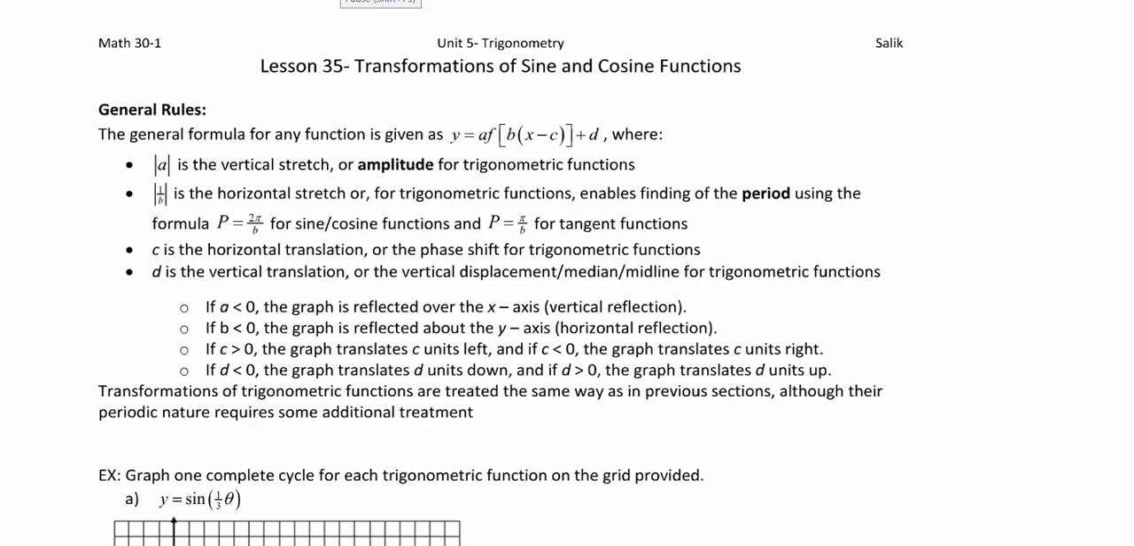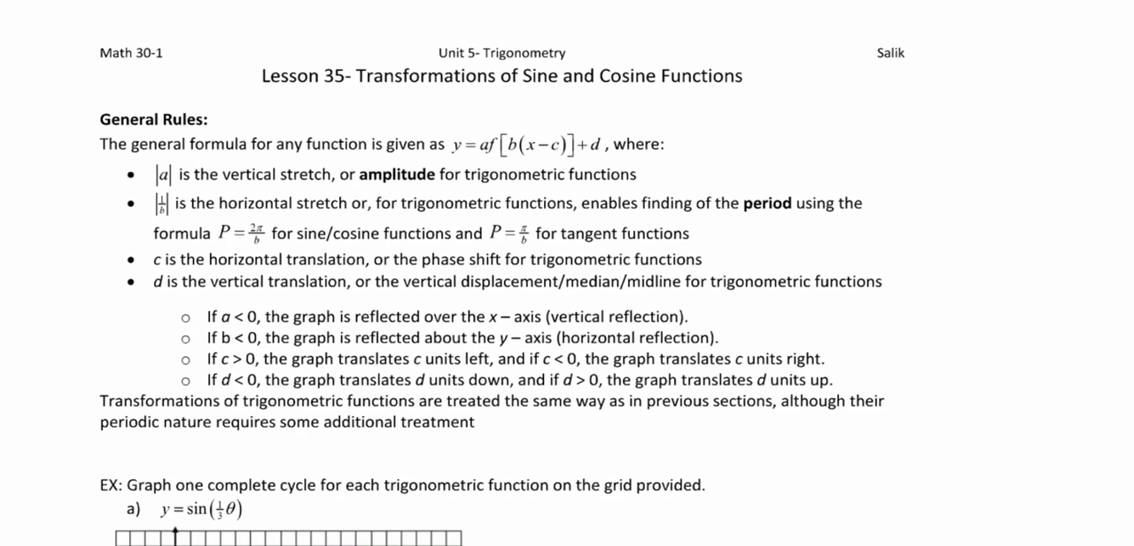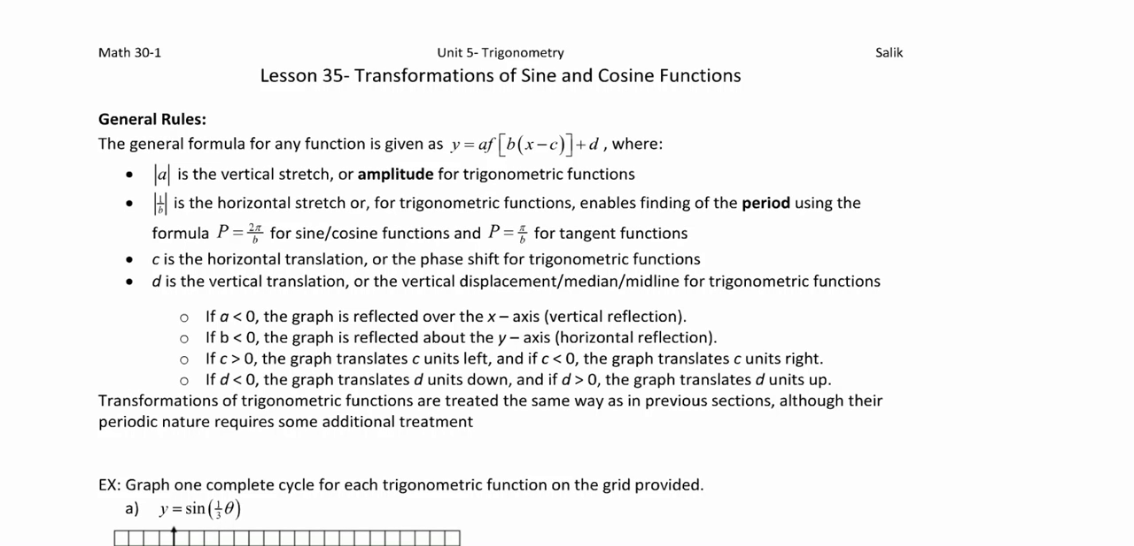Lesson 35, transformations of sine and cosine functions. All right, so now we're just going to get more into the nitty-gritty of doing our transformations, like what we've been doing in the other lessons. So a lot of this will be familiar, but it just has a bit of a unique twist with sine functions. So here is our equation.